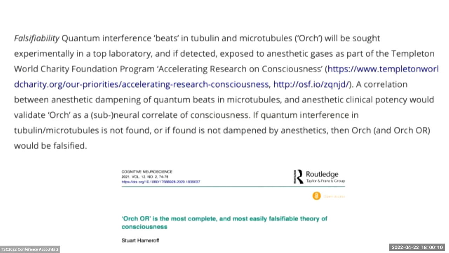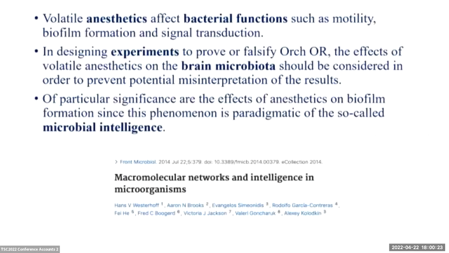For example, using anesthetics. And also the previous speaker has used anesthetic gases as a means to prove the involvement of microtubules. Well, this is a very good idea, but we have to consider that volatile anesthetics do affect bacterial functions such as motility, biofilm formation, and signal transduction. Therefore, in designing those experiments to prove or falsify Orch OR, the effects of volatile anesthetics on the brain microbiota should be also considered, so to prevent potential misinterpretation of the results.